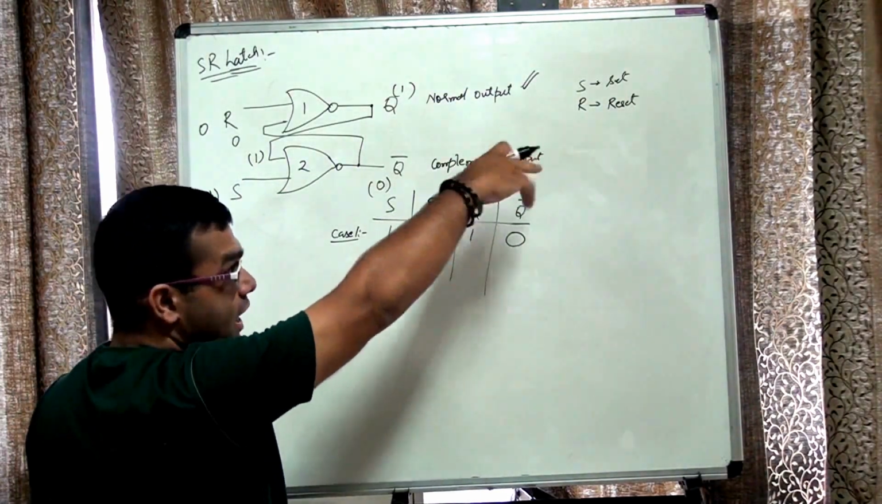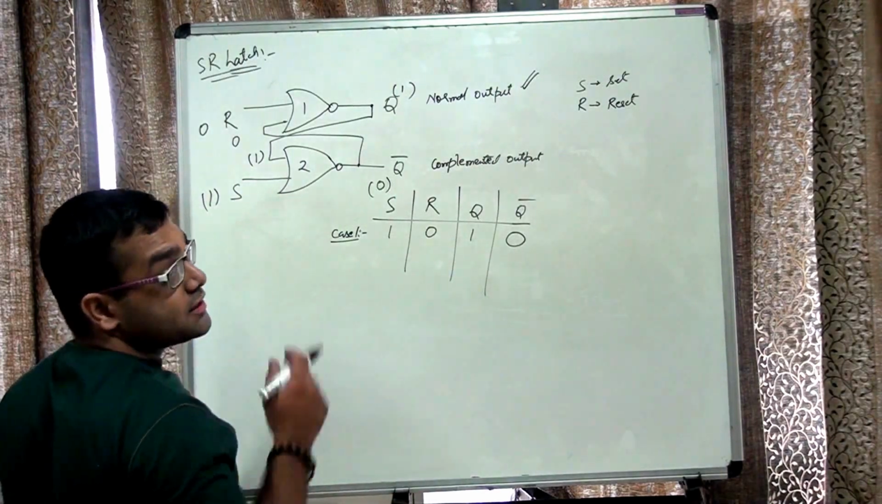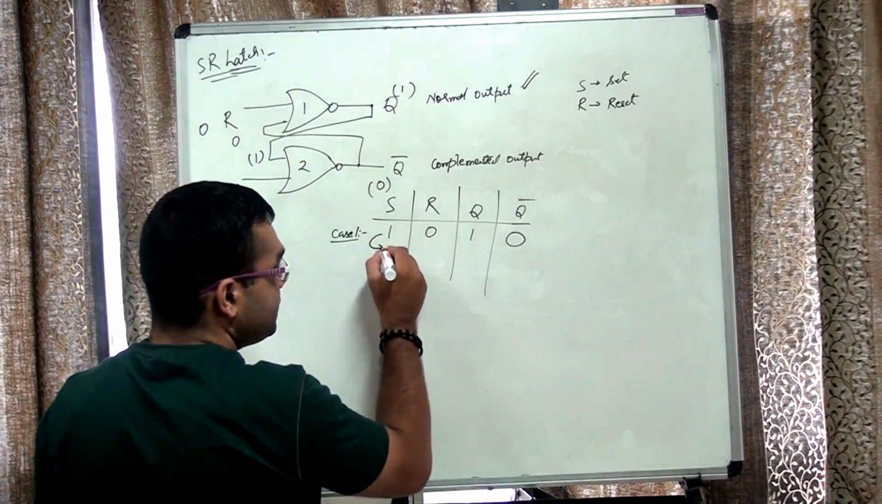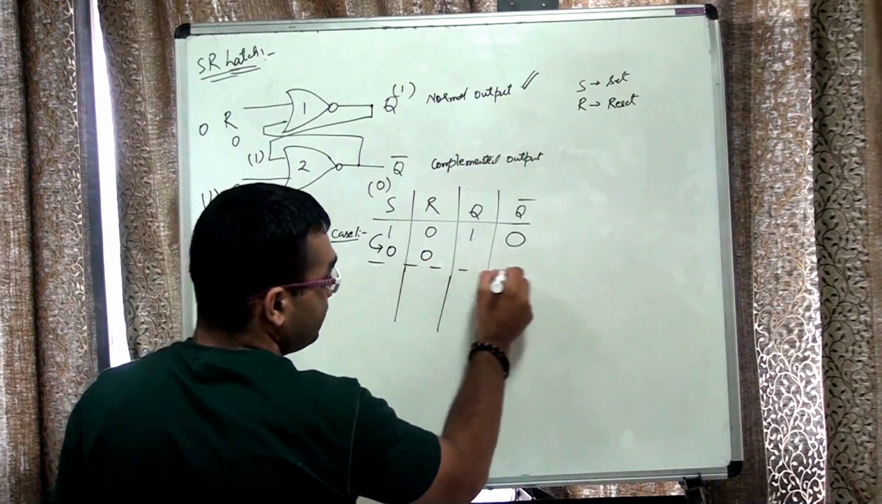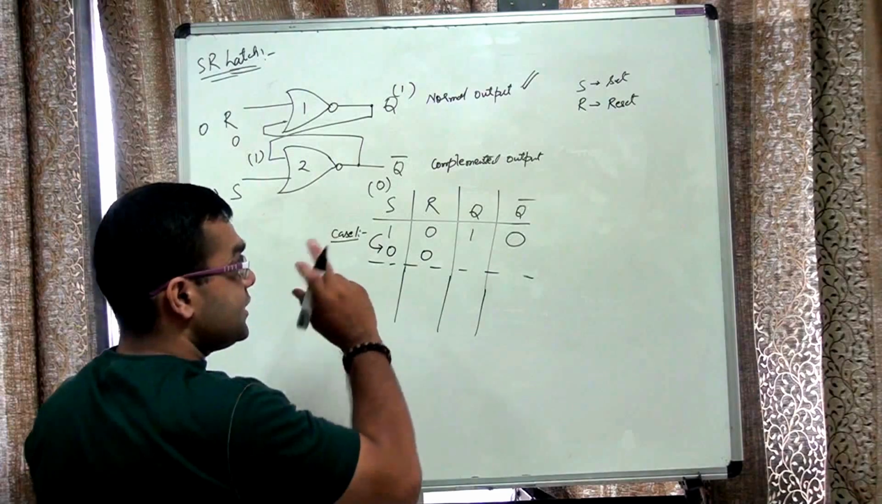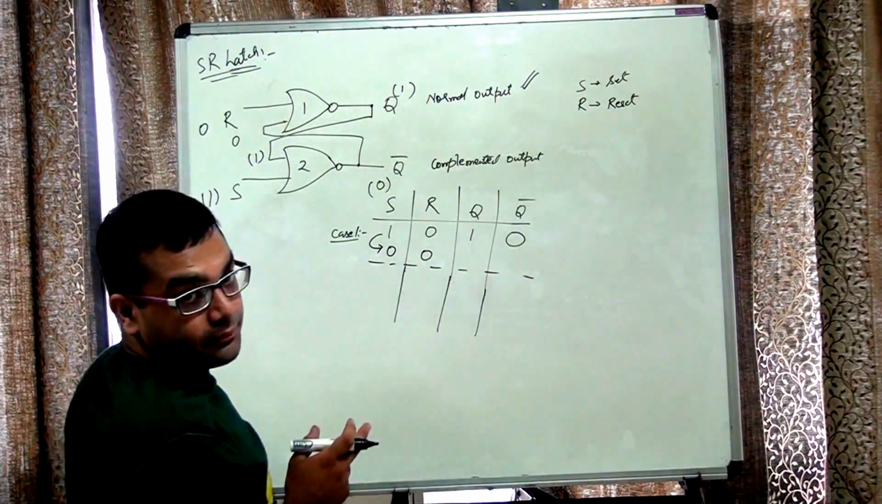Okay, whenever R is 1, we will see the value of Q will be 0. The circuit is said to be in reset state. Now what do I do from here? I change these values to 0, 0, because S and R are our external inputs, so I can definitely do that. I can set the value of S and R irrespective of the values of Q and Q bar.